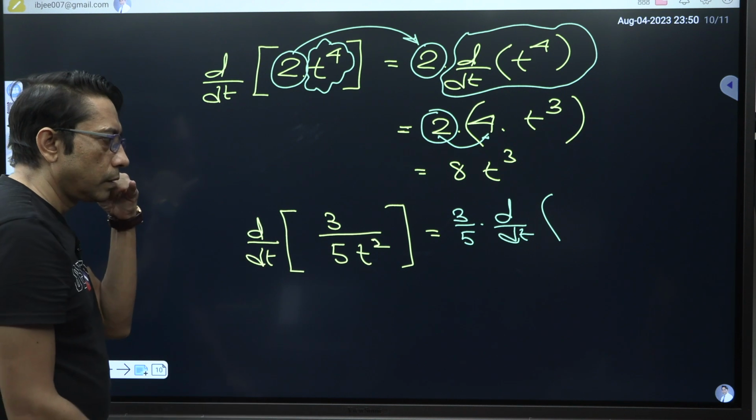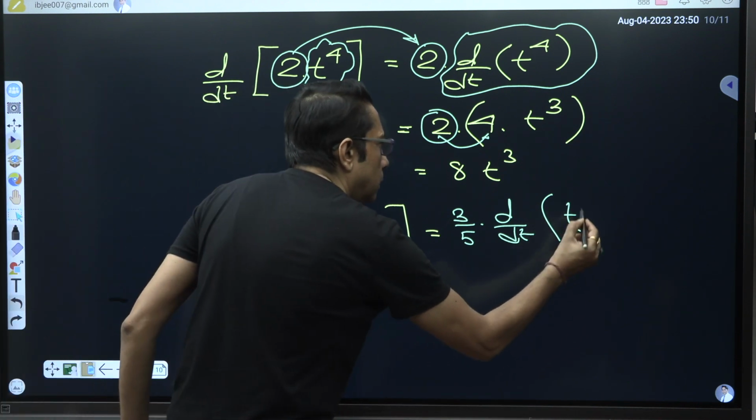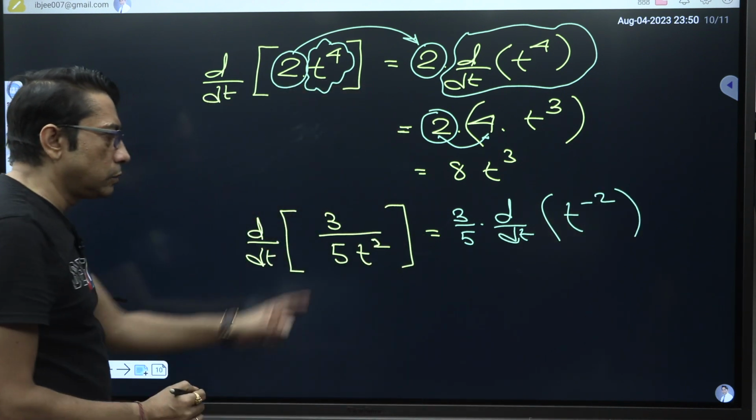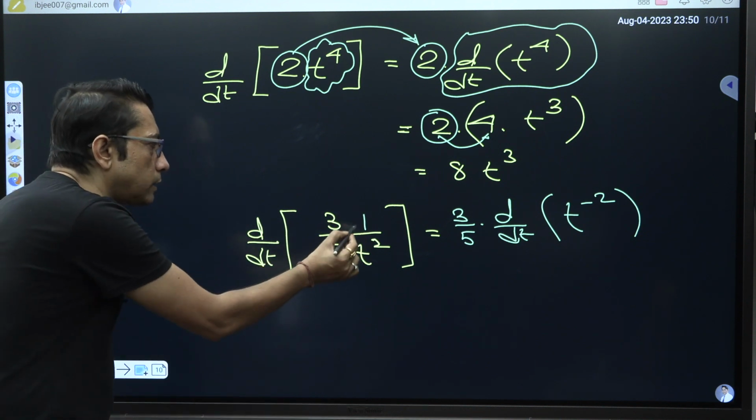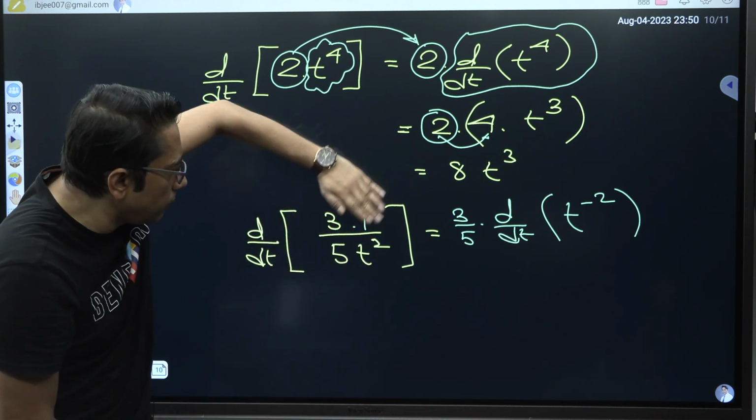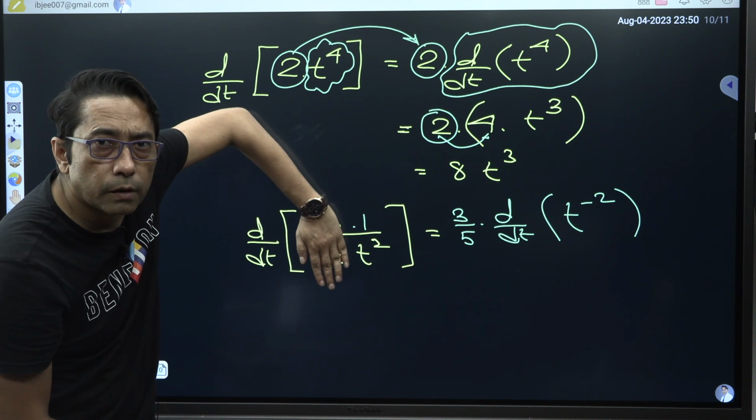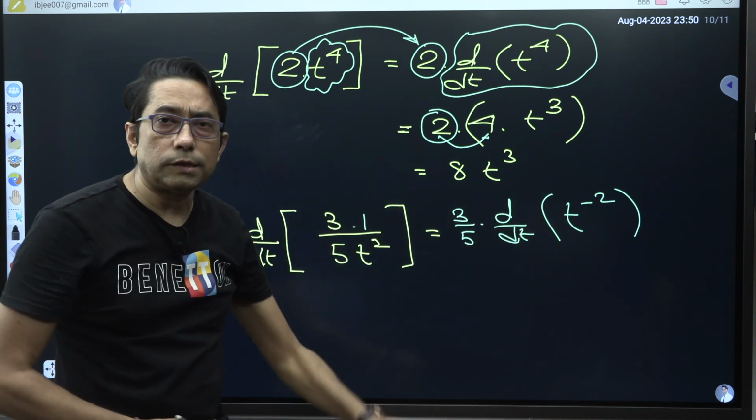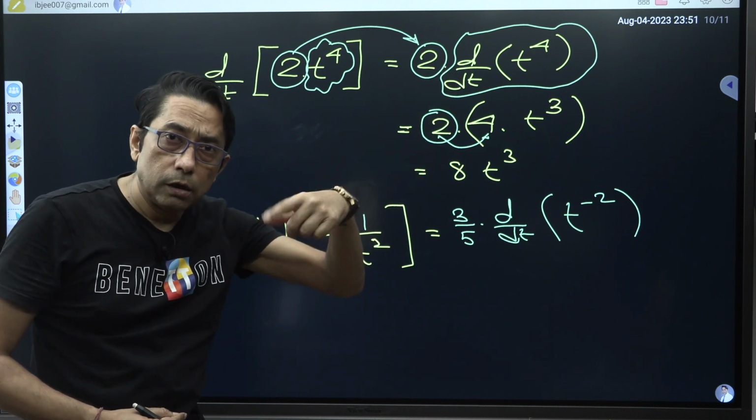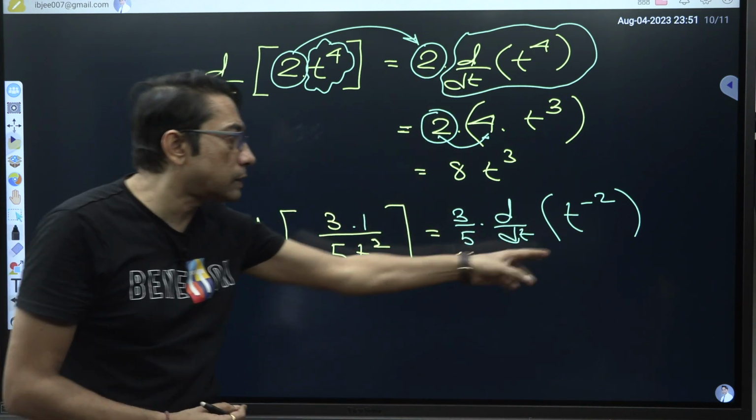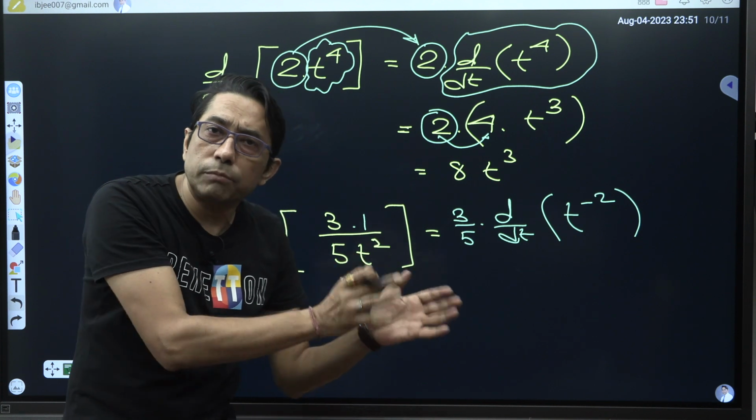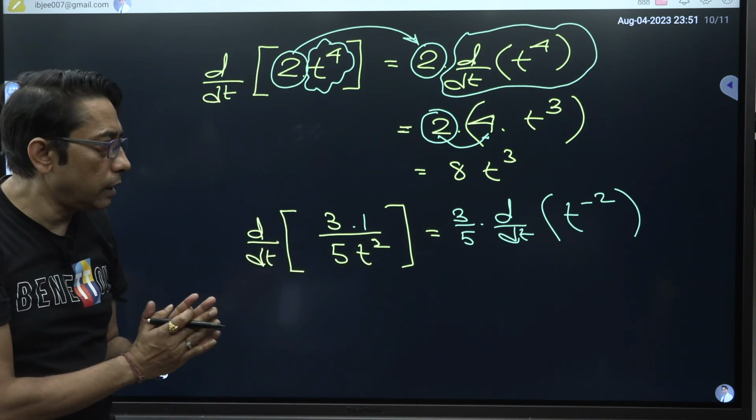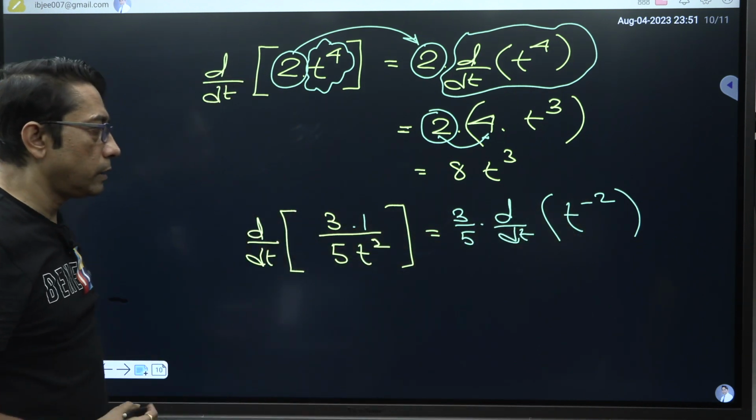d/dt of t to the power -2, very good. Because 1/t square is all that remains after you have taken 3/5 outside it. It is only 1/t square. So 1/t square has been represented as t to the power -2. Rohan, take note of that. t to the power something, make the quantity into that form, whatever form it has. So we have made it t to the power -2.